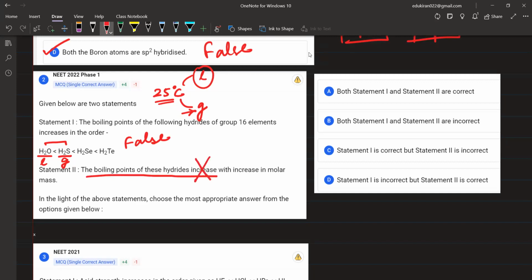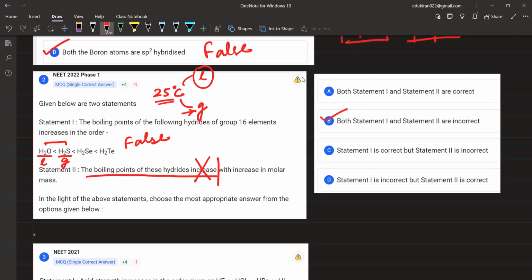But it is not increasing. That is where the statement went wrong. Yes or no? Can all of you see that? This statement is saying the boiling point of these hydrides increases. No, it does not. This statement is just an extension of the previous statement. So obviously this statement will also be wrong. That is why both statement 1 and statement 2 are incorrect.